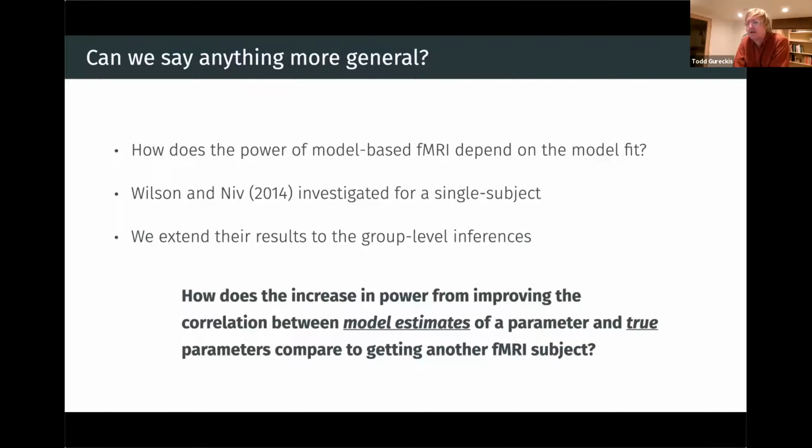Bob Wilson and Yael Niv, in 2014, have a really interesting paper that investigated this issue for single-subject inferences, and we extend their results to group-level inferences. So the question that we're asking is: how does the increase in power from improving the correlation between model estimates of a parameter and the true parameters compare to getting another fMRI subject?